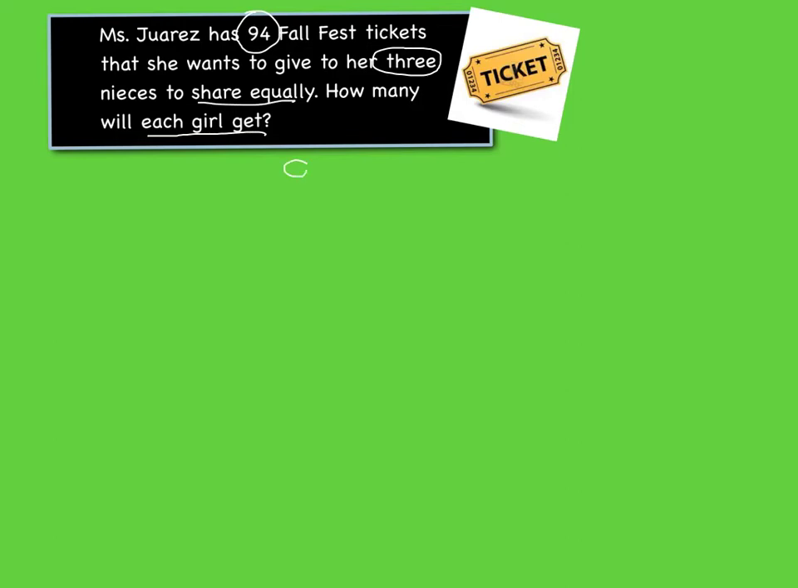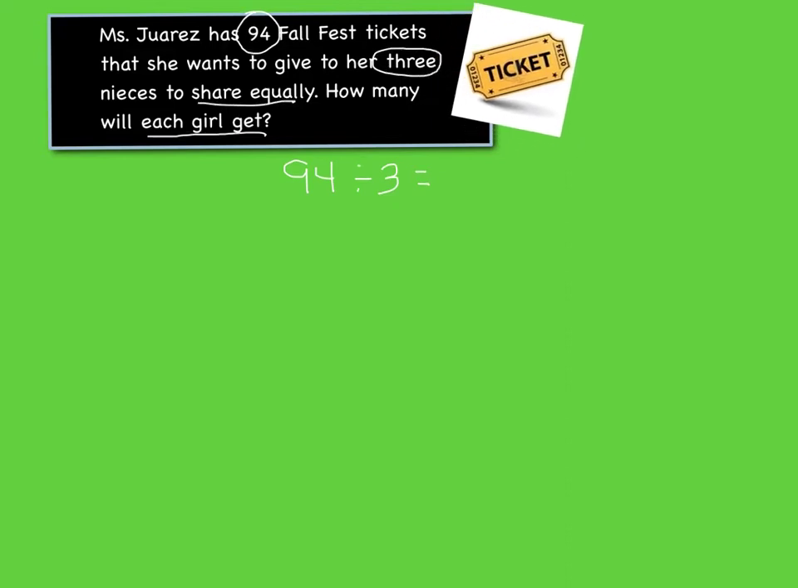My equation is going to be 94 divided by 3 will equal our quotient. So our equation is 94 divided by 3. So I can do this with a model. I'm going to start off by writing 94 divided by 3 to show my repeated subtraction.